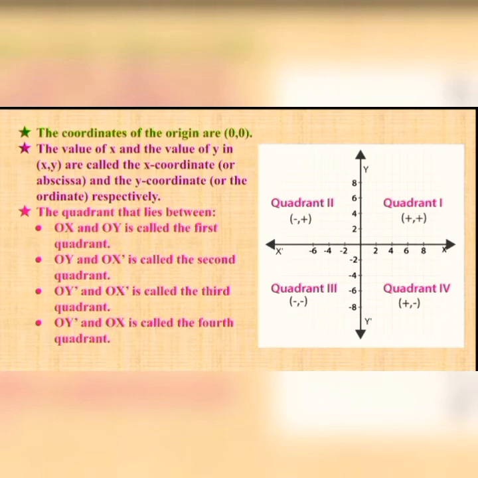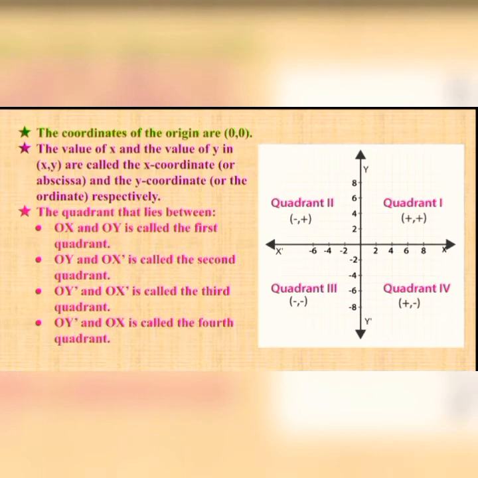Now, let's see what quadrants are and how they are named. Quadrant 1 lies between OX and OY. The quadrant that lies between OY and OX' is called the second quadrant. The third quadrant lies between OY' and OX'. And the fourth quadrant lies between OY' and OX.